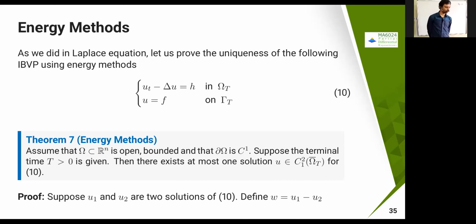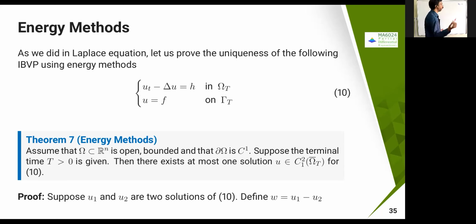So we are going to define the energy E of t over here again. It is almost the same kind of theorem as we did for the Laplace equation. The extra condition is that time dependence is there, so you will have some conditions on the time portion. Omega in R to the n is open and bounded, and the boundary of omega is given. There was no time involved in the Laplace equation, therefore we just said at most one solution. Here time is involved, so we have to define the terminal time T greater than 0. Then the theorem says there is at most one solution.